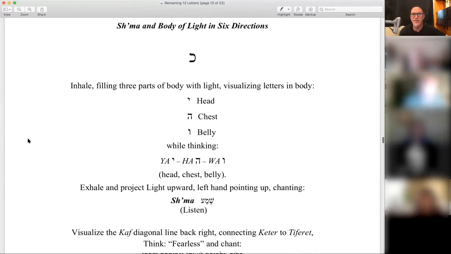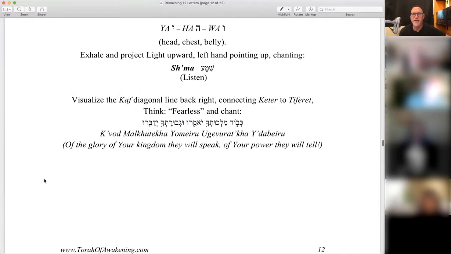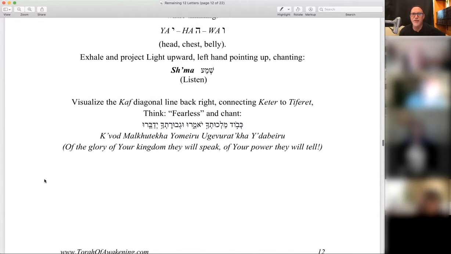Now we get into Shaman, body of light, and we're going to come into the next 12 letters. So this will be new for folks. So the first one is going to be the letter Kaf. This is a Kaf, what it looks like. But the Kaf line is a diagonal line that will complete all of the diagonal lines starting at Keter. So this is the last one starting at Keter and coming down to connect with Tiferet behind you on the right hip level.